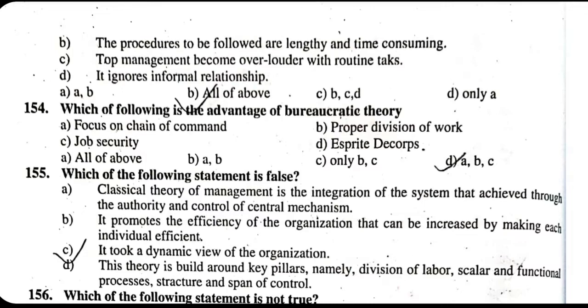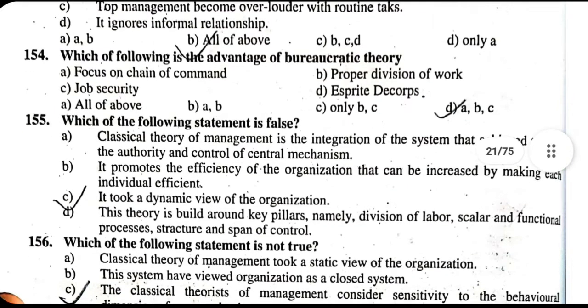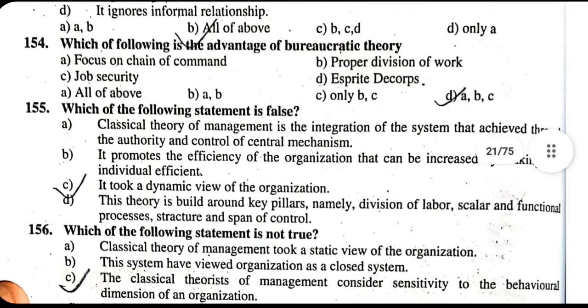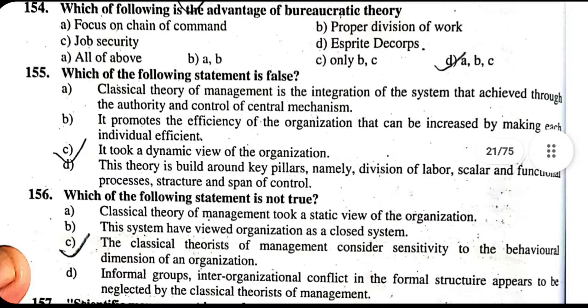156. Which of the following statement is not true? A. Classical theory of management took a static view of organization. B. This system have viewed organization as a closed system. C. The classical theorist of management considers sensitivity to the behavioral dimension of an organization. D. Informal groups and inter-organization conflict in the formal structure of affairs tend to be neglected by classical theorists of management. The correct answer is C, which is not true, and that is the classical theorist of management considers sensitivity to the behavioral dimension of an organization.